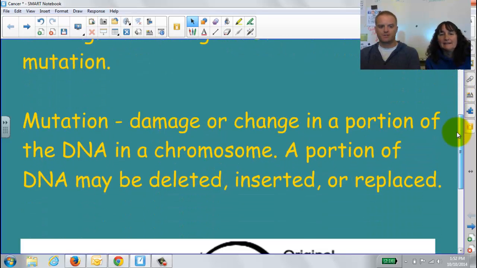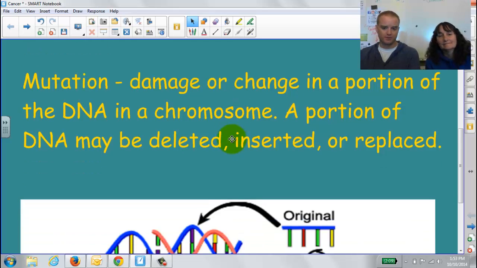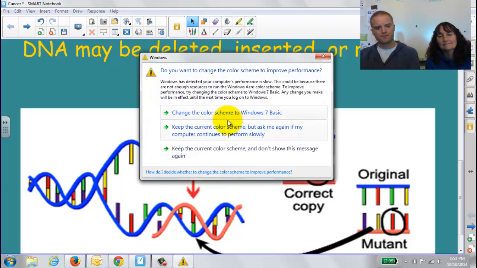Mutations. A mutation is when you have damage or a change in a portion of the DNA in a chromosome. Remember the chromosome was that wound up X, and if you unwind that, you get those strands of DNA. If one portion is damaged, that can change and tell the cell to do something completely different. These mutations can be when DNA is replaced, deleted, or inserted. Something's changed in that DNA. So when your body reads the DNA, reads that book of you, now it's reading it wrong. It's changed the instructions of how you're made or what that cell is supposed to do, and so it does something totally different or altered.